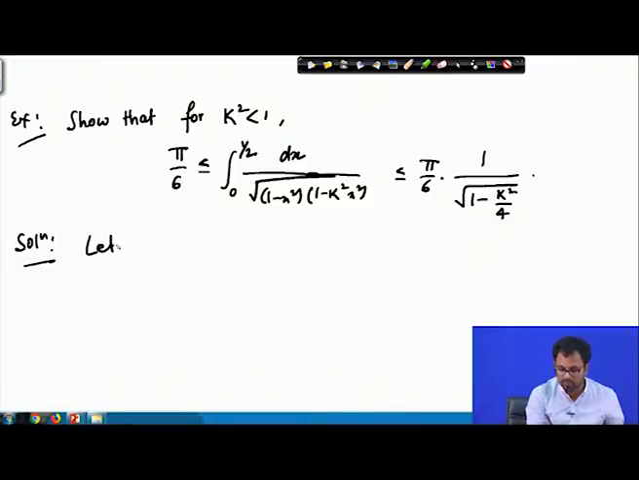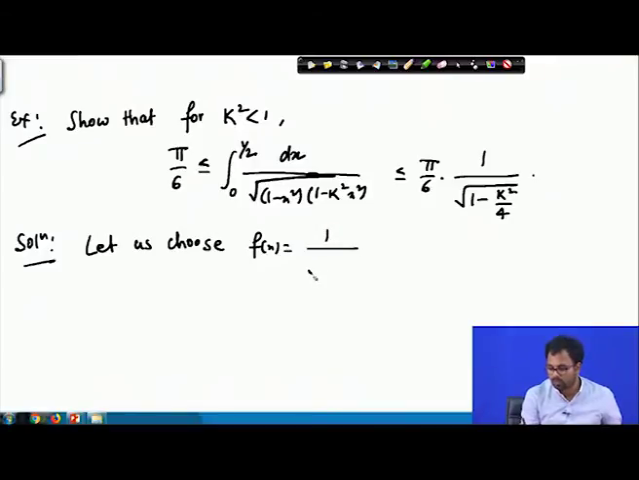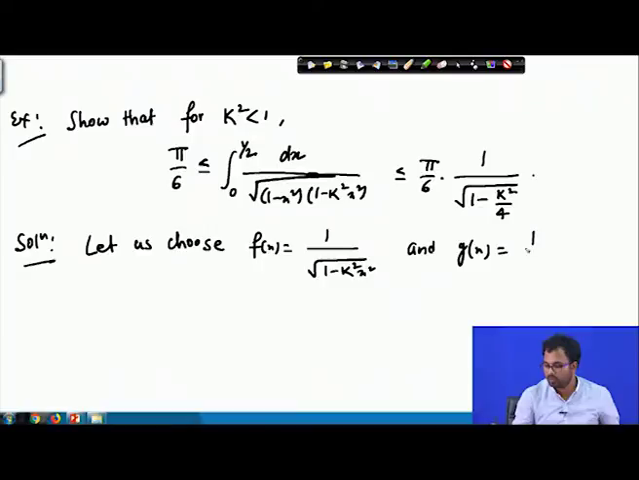So here our two functions, let us choose f(x) as 1 by square root of 1 minus k square x square and g(x) as 1 by square root of 1 minus x square.